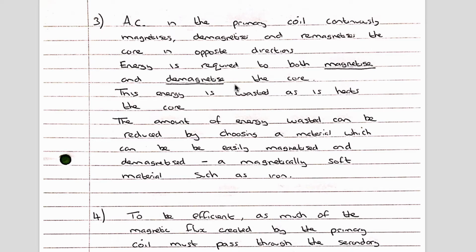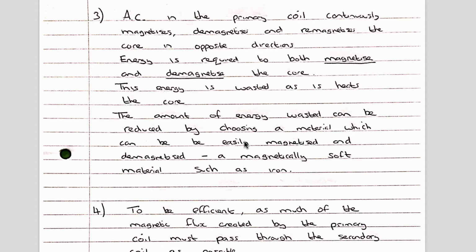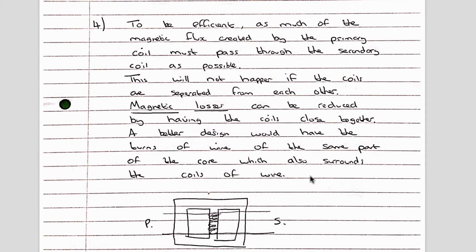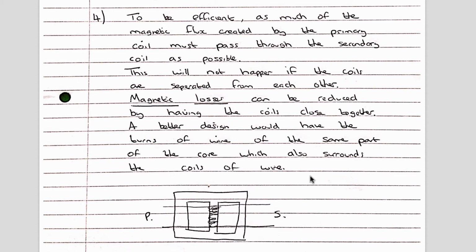So that's our wasted energy part, and then how we get rid of it. The amount of energy wasted can be reduced by choosing a material which can be easily magnetized and demagnetized, which is a magnetically soft material. That term is incredibly important. And then give an example, such as iron. So again, we've said how these energy losses can happen in terms of the physics of what's going on, and then how we can reduce these losses. And then finally, the last part. So this is our fourth way that transformers can be inefficient.